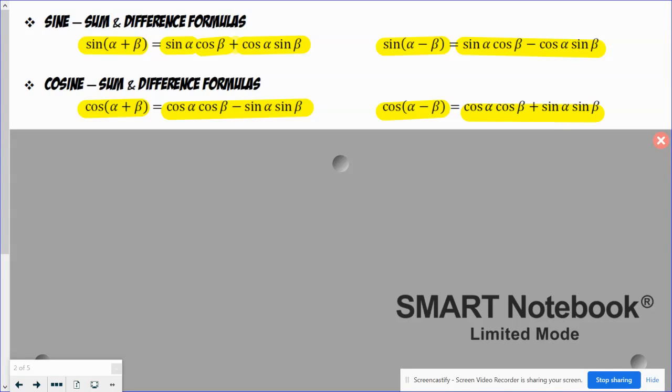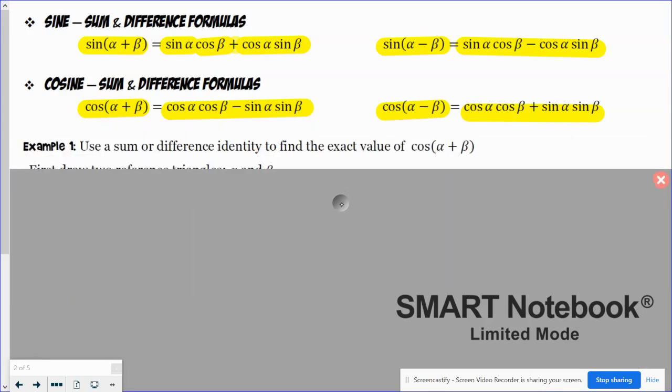What you should notice about all of these is that they involve two angles, alpha and beta. So that means you will have to draw two reference triangles, one for angle alpha, one for angle beta, okay? That's where you're going to get the values of sine alpha, cosine alpha, sine beta, cosine beta. It's from those reference triangles.